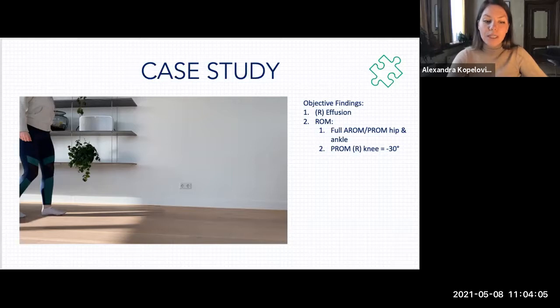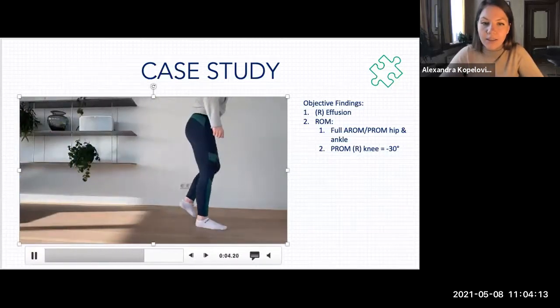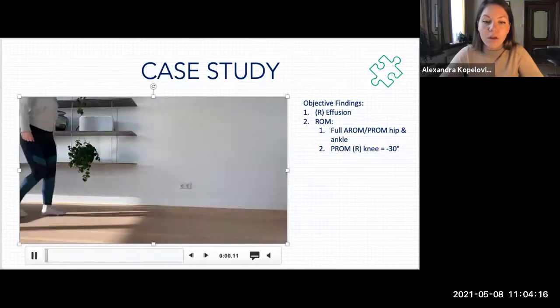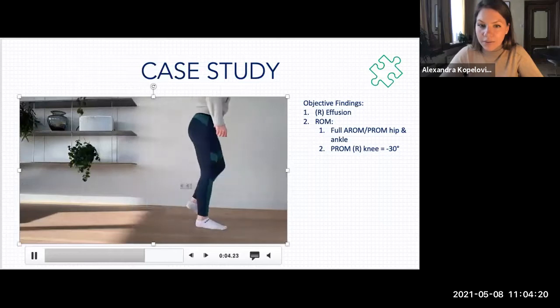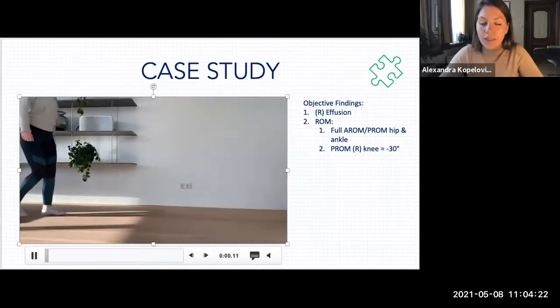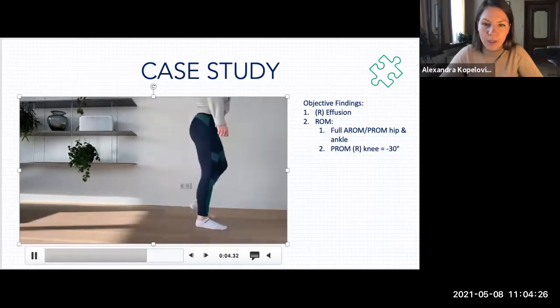So in this case study, patient presents to your clinic complaining of right knee pain when walking. And this is the type of gait you observe. This patient was kicked a few days ago while playing soccer. The patient was kicked in the right knee. So just take a look at this patient ambulate.